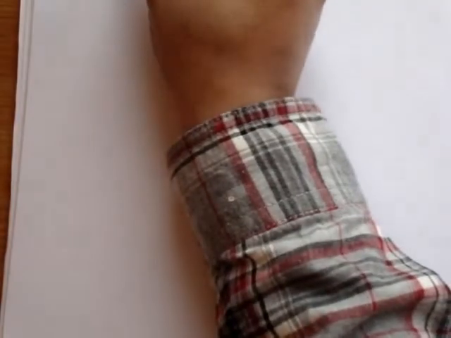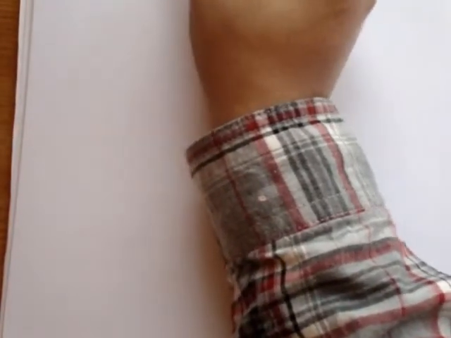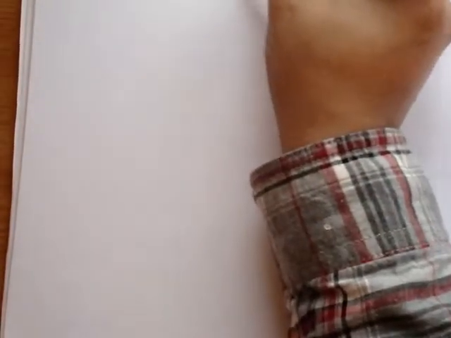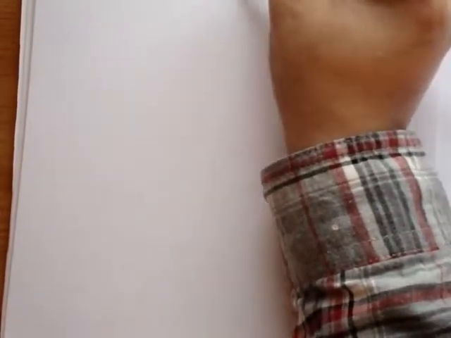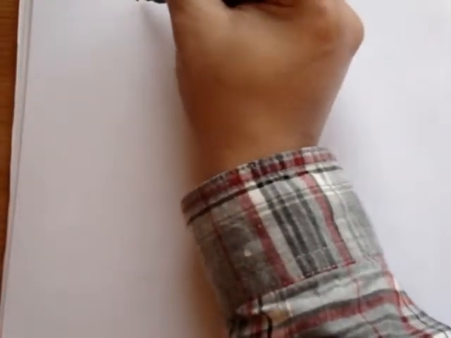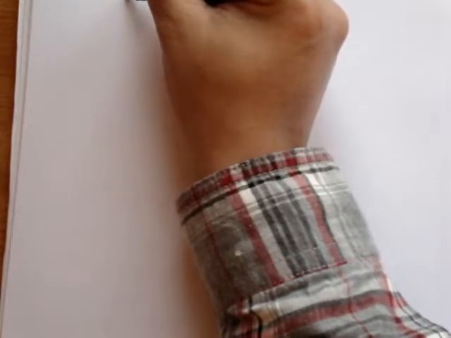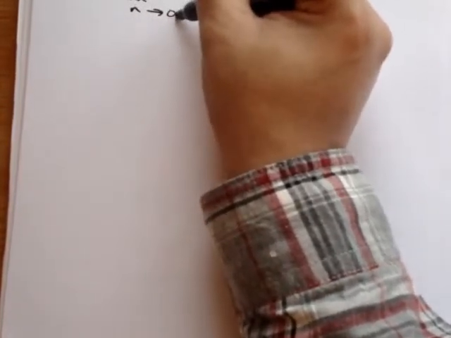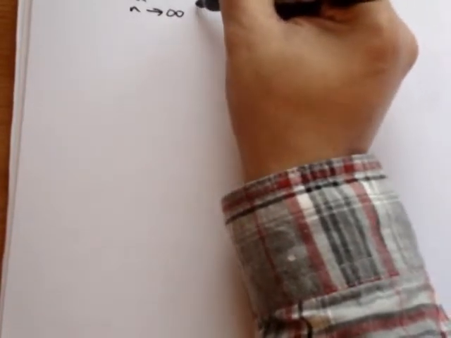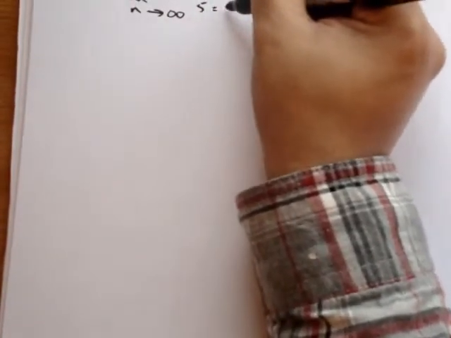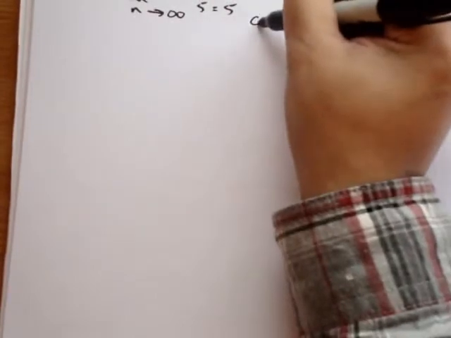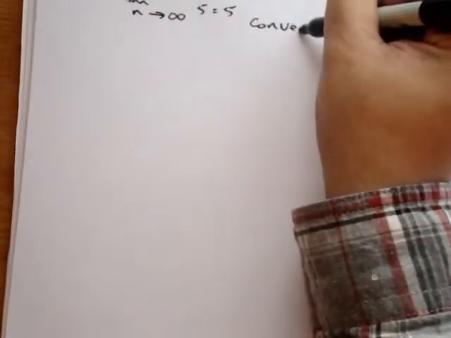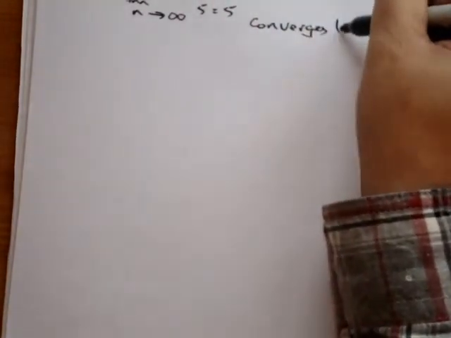What if we had a sub n equals 5? Well, then the sequence would be 5, 5, 5, and so on. The limit as n approaches infinity would then be 5. So this converges to 5.